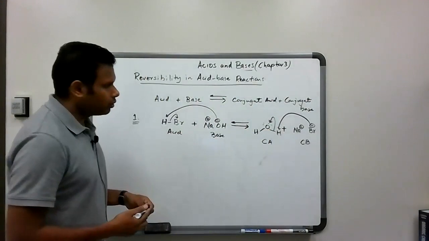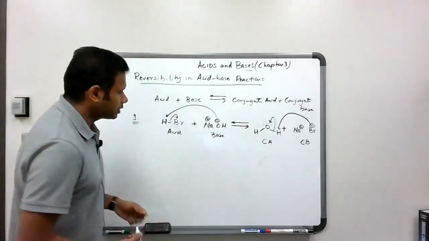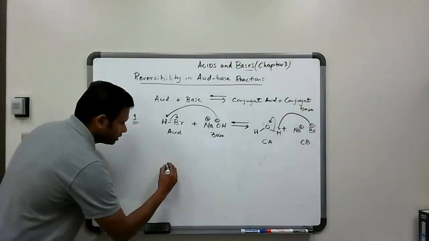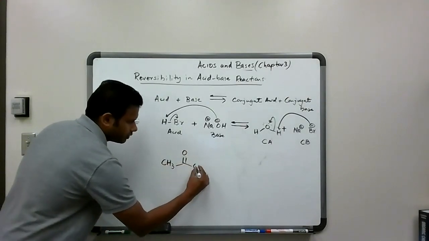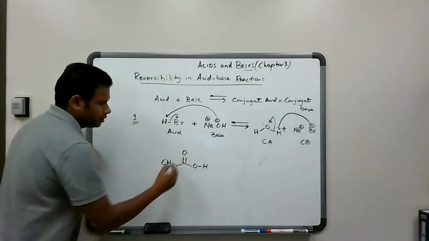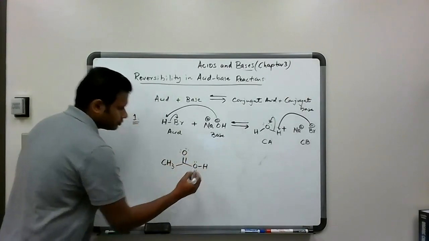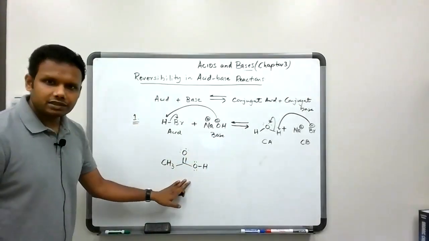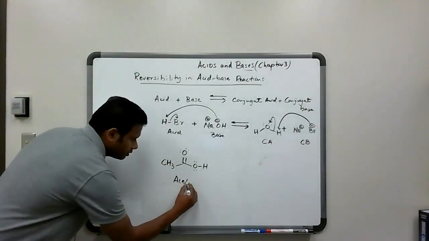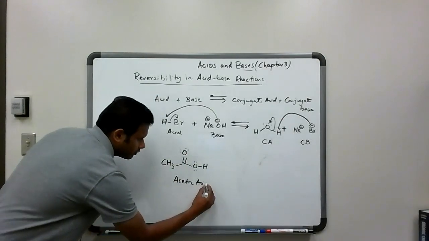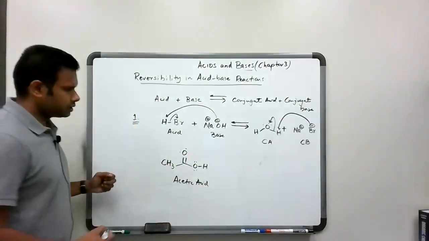So the reaction could go forward or backward. Okay, let's pick up another example here, making it a little bit more of an organic acid. So let's say we have this, which is acetic acid, or vinegar. That's what this is.